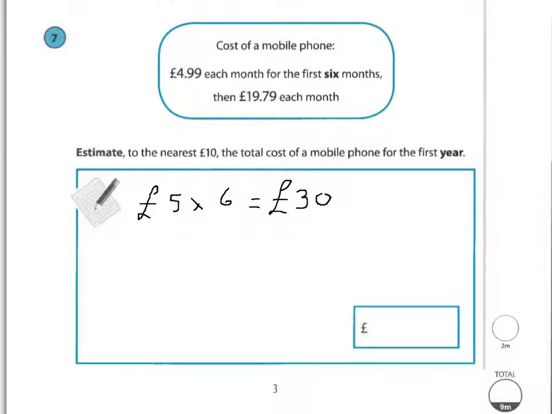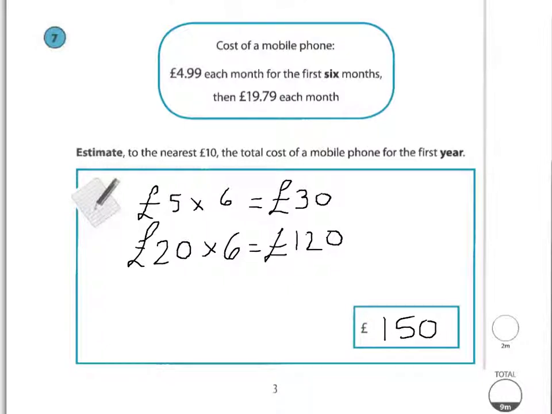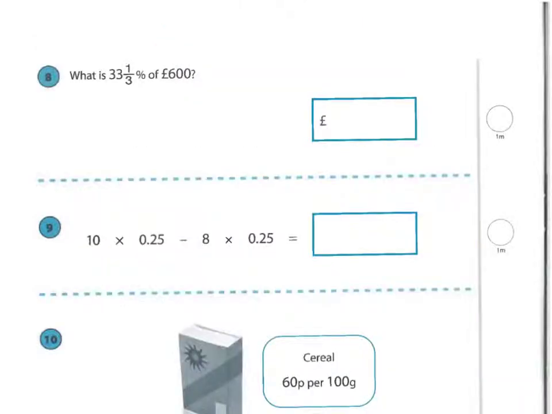Then it says it's going to be £20 for every month after this. So if I'm doing a full year, that means it's another 6 months. So I'm going to be spending £20 for the next 6 months, which comes to £120. And the full year will be the sum of those two numbers, which is going to be £150.